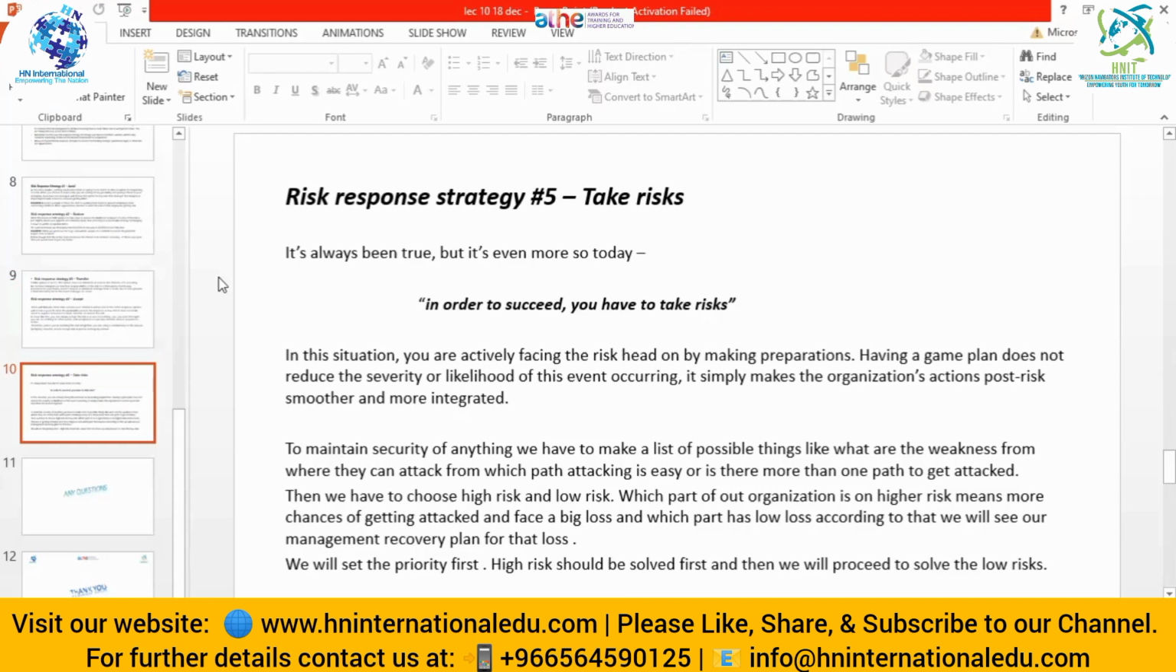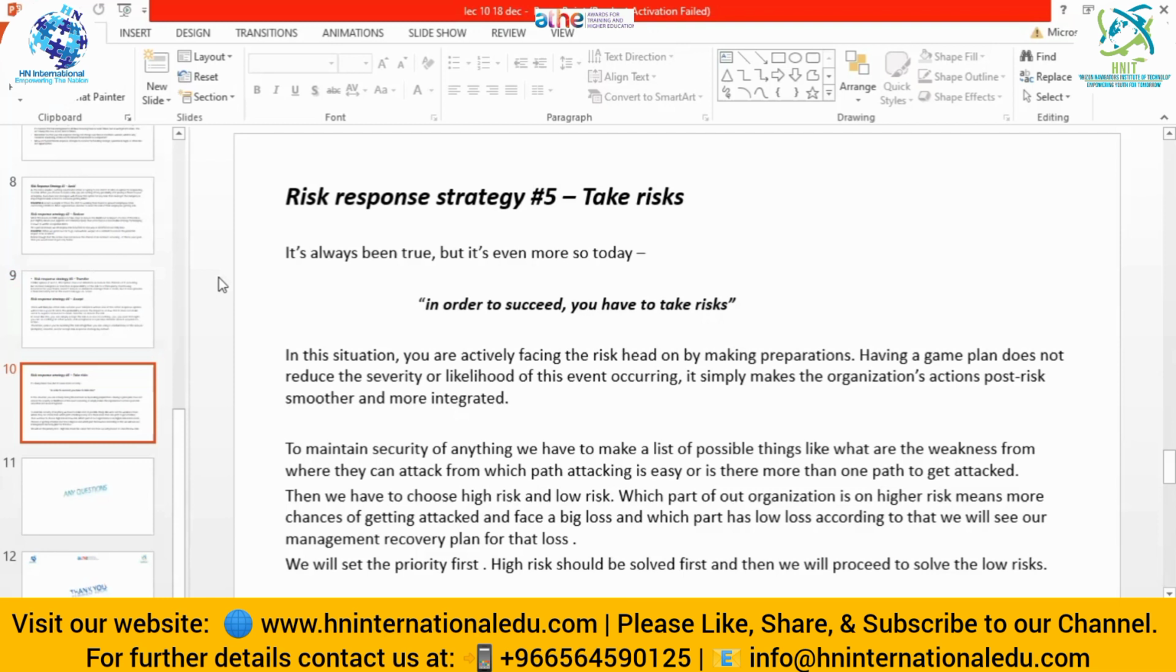In this situation, you are actively facing the risk head on by making preparations. Having a game plan does not reduce the severity or likelihood of this event occurring. It simply makes the organization's actions post-risk smoother and more integrated. To maintain security of anything, we have to make a list of possible things, like what the weaknesses are, where they can attack from, which path of attack is easy, or whether there is more than one path to get attacked.